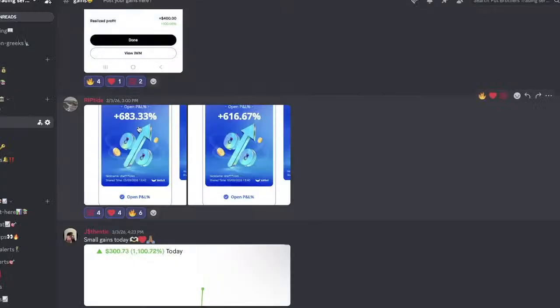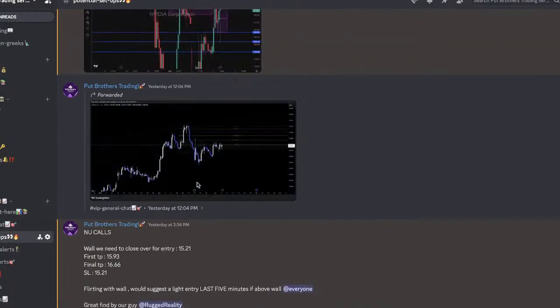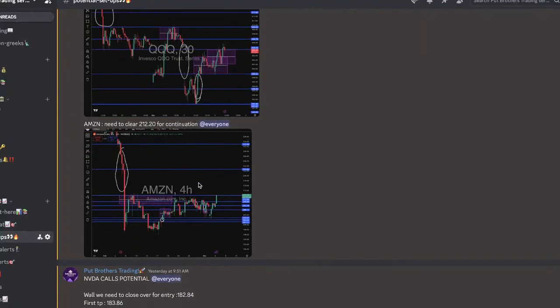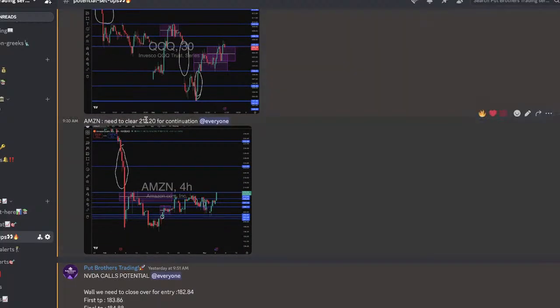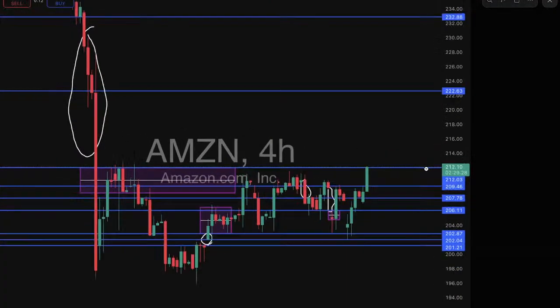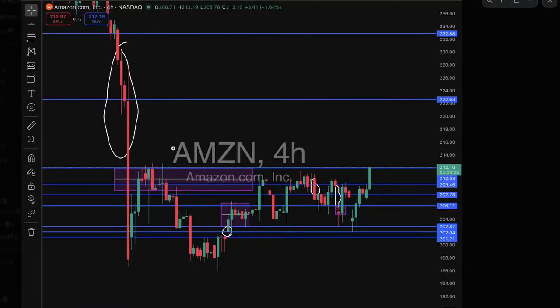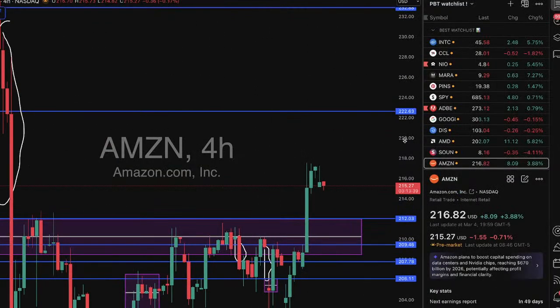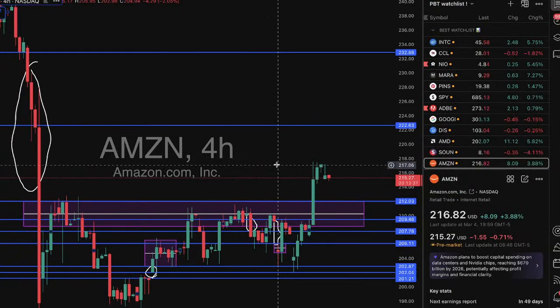And then you can see once we posted this one inside the Discord, Amazon needs to clear that 212 for that continuation. And then boom, we pretty much had that continuation once we broke outside that level there. And yeah, went up to what, 217.